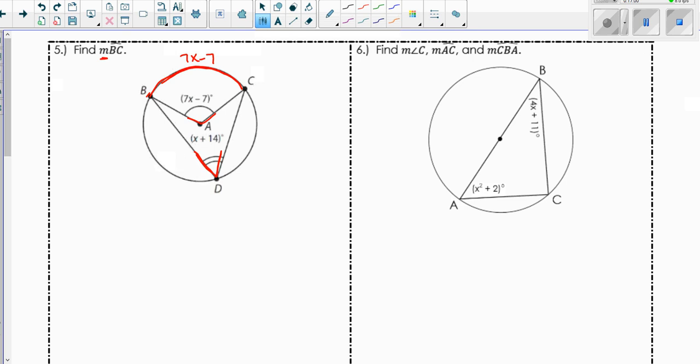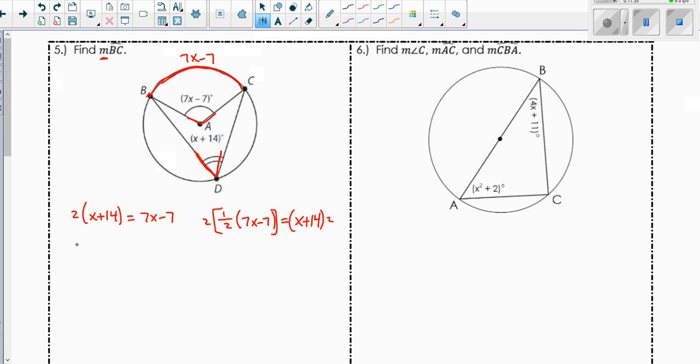So if that's the case, then I could take 2 of these x plus 14s to equal 7x minus 7. Or I could say half of 7x minus 7 equals x plus 14. It's always easier to double something than it is to take half of something. However, in this case, I could take this and multiply this all by 2, and this all by 2 as well, which actually is the exact same thing that this equation is doing. So I'm going to solve this equation.